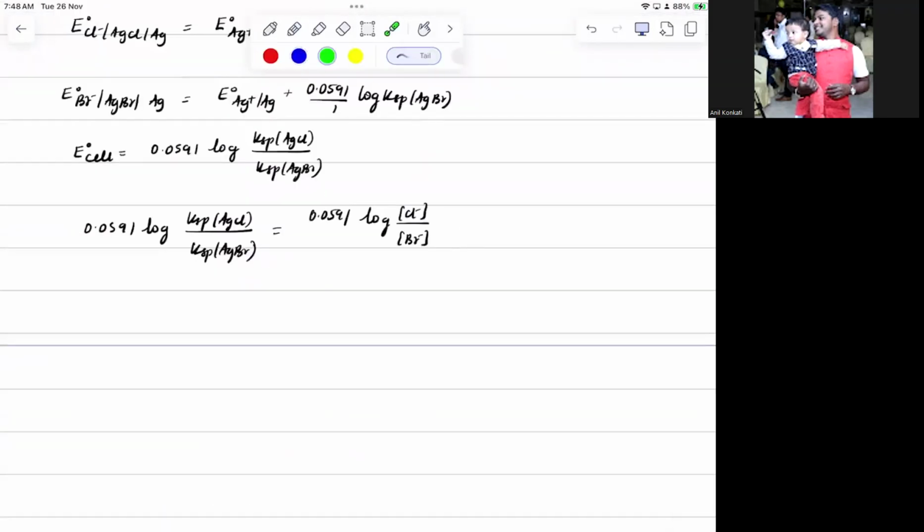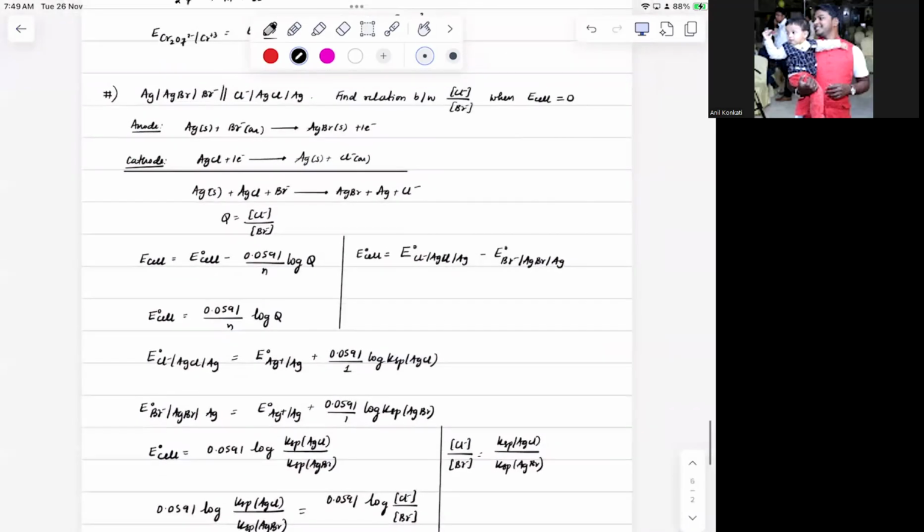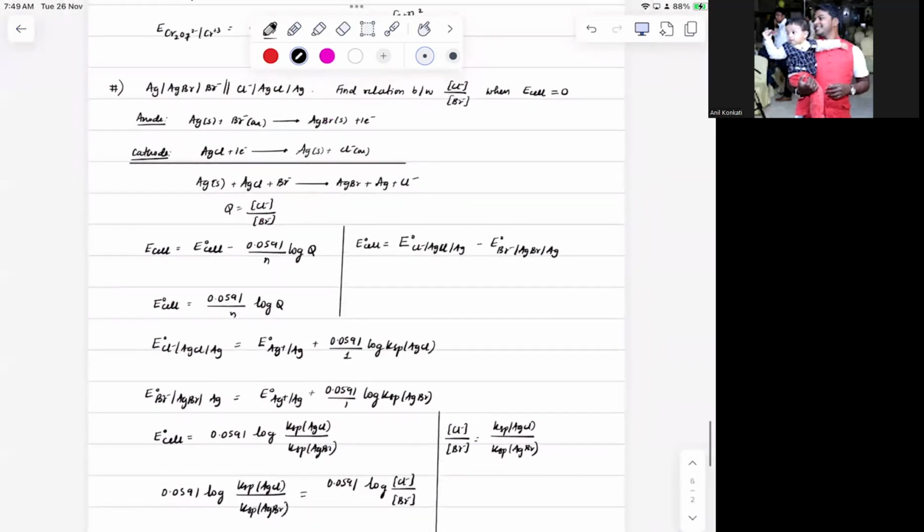So you can see these two will get cancelled. Simply, the ratio here is the same as their Ksp ratio. So Cl minus divided by Br minus, which was the question asked, is equal to Ksp of AgCl by Ksp of AgBr. That is the final answer. I want all of you to go through it once again thoroughly. Please check the question, everybody. It's a very standard question that will be asked. Please check how to do that.